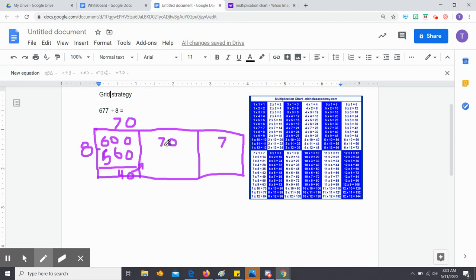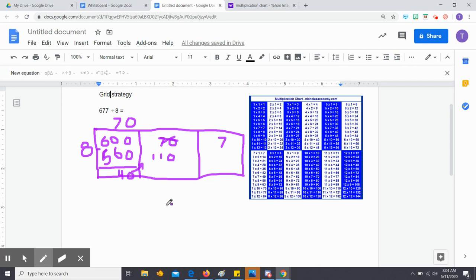But I already have a 70. So I have 40 and 70 more. Okay. So 4 plus 7 is 11, but then I add the zeros. So now I have, instead of 70, I have 110. All right. So I'm sitting here thinking, how close can I get to this?